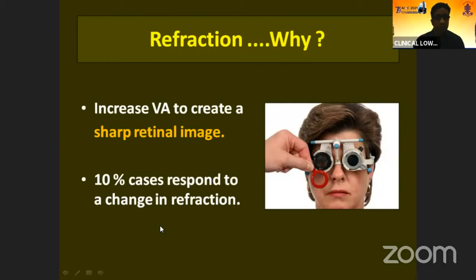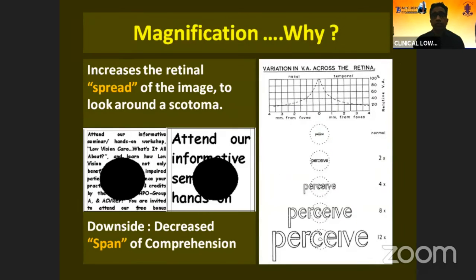On refraction, we increase visual acuity to create a sharp retinal image. 10% of cases respond to a change in refraction. Now magnification. Magnification increases the retinal spread of the image to look around the scotoma.